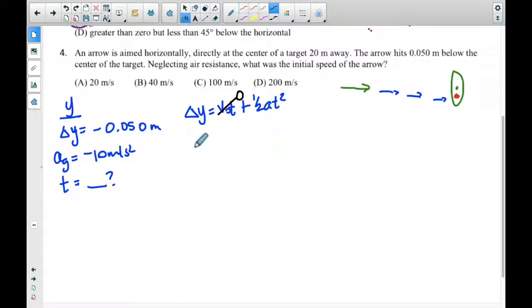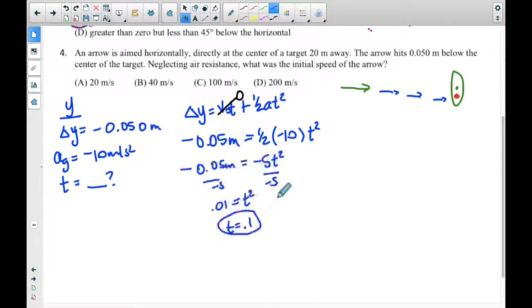I know my change in y is negative 0.05 meters. And I know that my acceleration, I'm going to use a -10 for my acceleration, and my t is what I'm looking for. So I solve it in the y direction, and I get t to be 0.1 of a second.